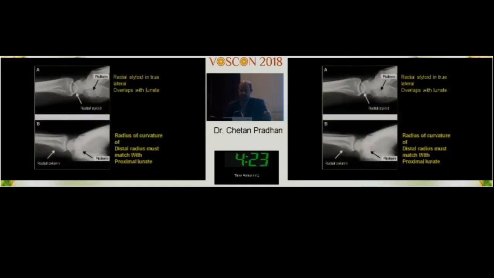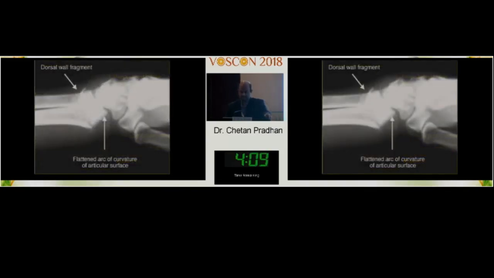In the true lateral, the radial styloid overlaps the lunate to this extent, and the radius of curvature, which I just told about, of the distal radius must match with the proximal lunate. So this is what is changed. All these indices are changed when you have a fracture.